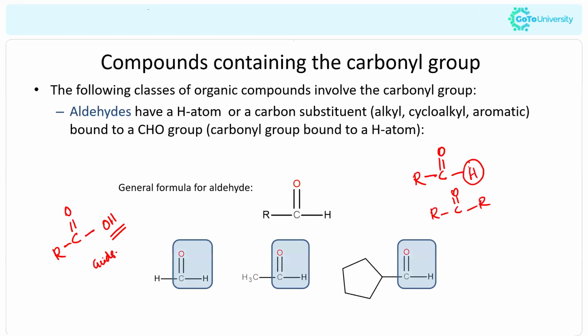If you consider these three here, this represents an aldehyde. This is also an aldehyde. This is methanal, or formaldehyde, because it contains only one carbon. This is ethanal because it contains two carbons, and this one is actually a cyclic aldehyde.